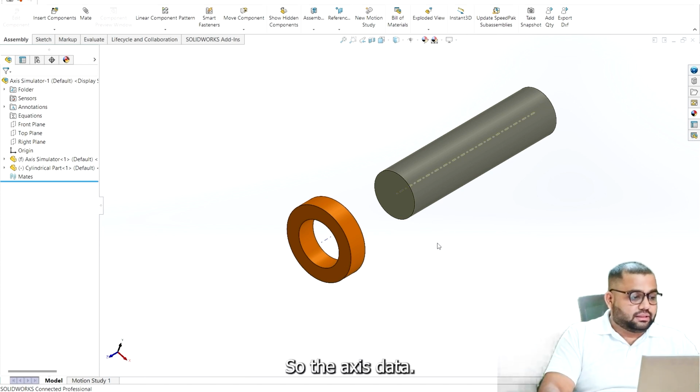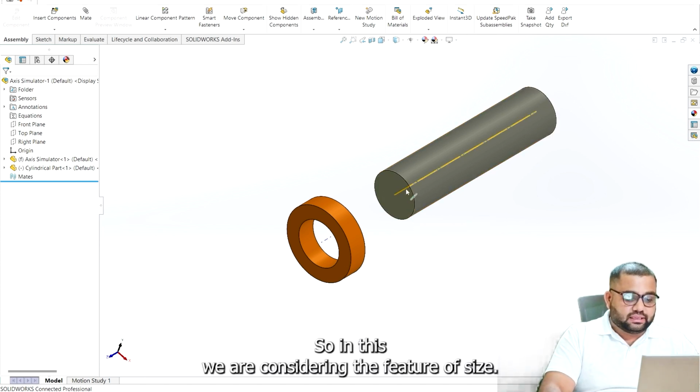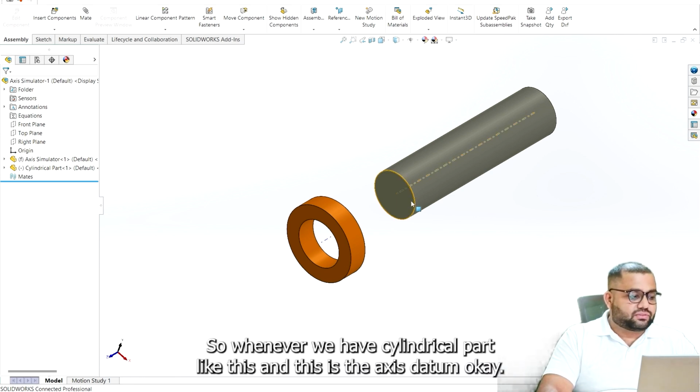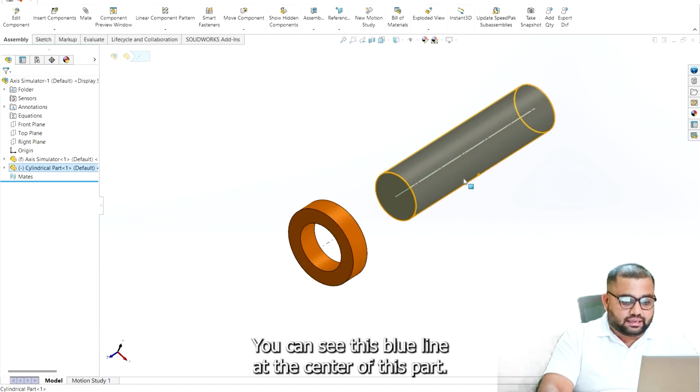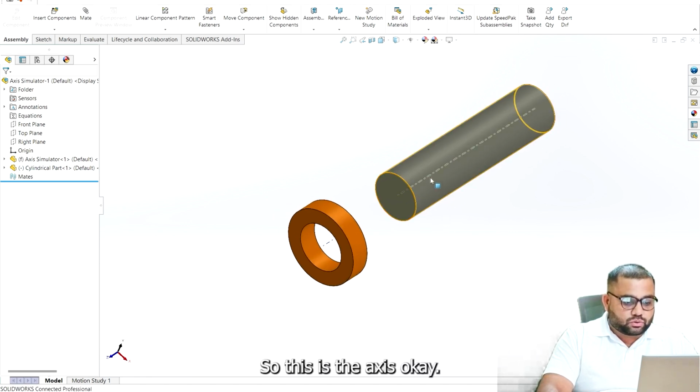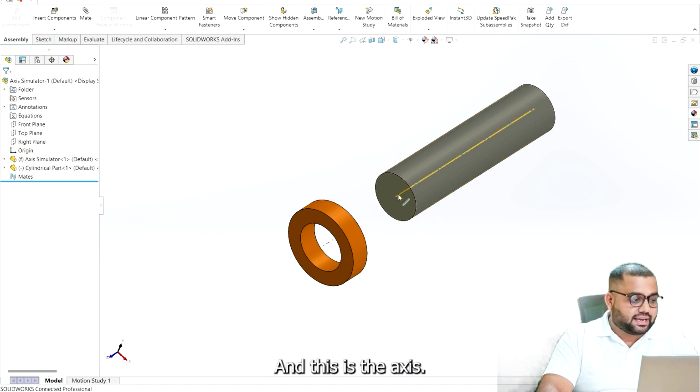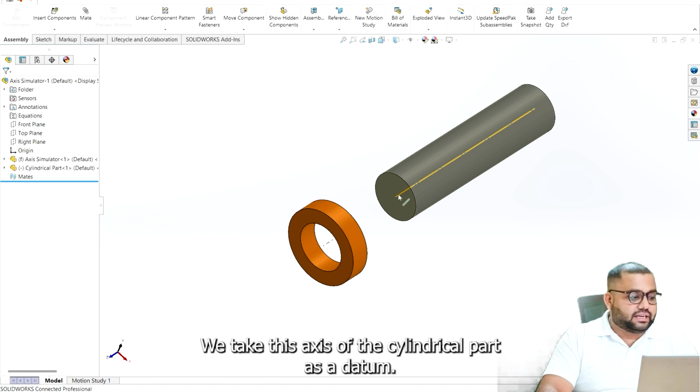So the axis datum. In this, we are considering the feature of size. So for a feature of size, we are considering the axis datum. Whenever we have a cylindrical part like this, this is the axis datum. You can see this blue line at the center of this part. So this is the axis. We have a cylindrical part like this, and this is the axis. We take this axis of the cylindrical part as a datum.